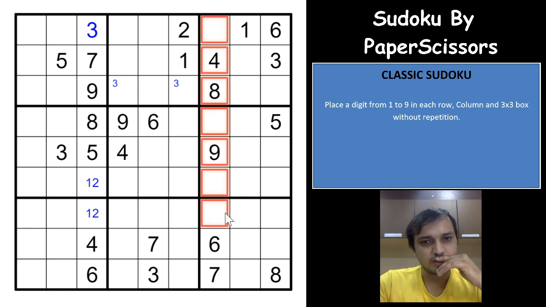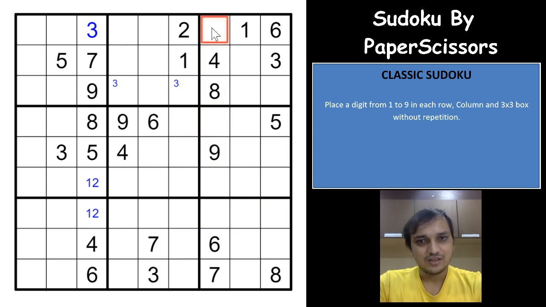Same way I see here 1, 2 and 3. Wow, there is something fishy going on with 1, 2, 3. So no 1, 2, 3 and 5. Yes, so this becomes 5 now because you already have 3, 2, 1 in this box. So these become 1, 2, 3 now.